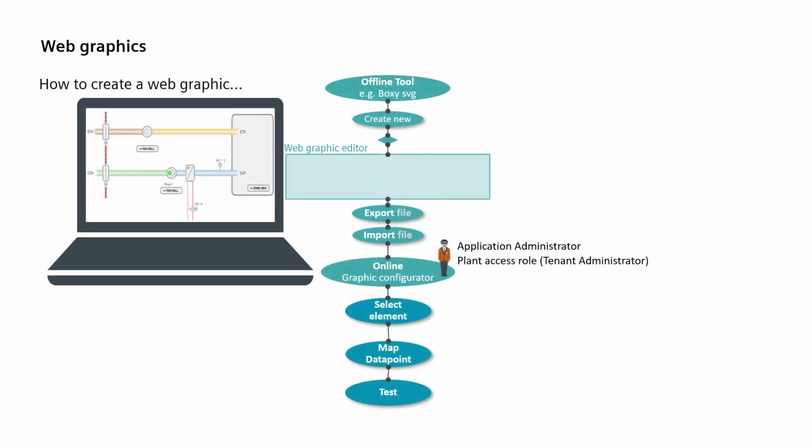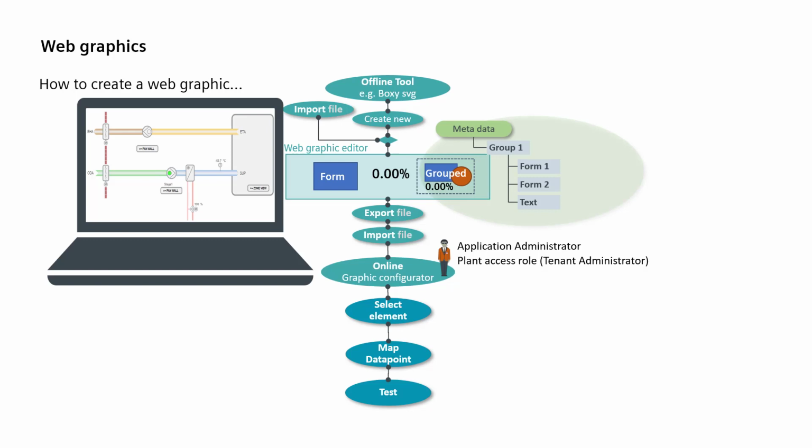A web graphic tool is needed to edit SVG files. A web graphic can be imported or created from scratch. In the web graphic editor, forms, text, and groupings can be created to match the representation of the application best. It helps to name the elements created to better support the mapping of the data points later in the process. The web graphic created needs to be exported and imported in the online graphic configurator.